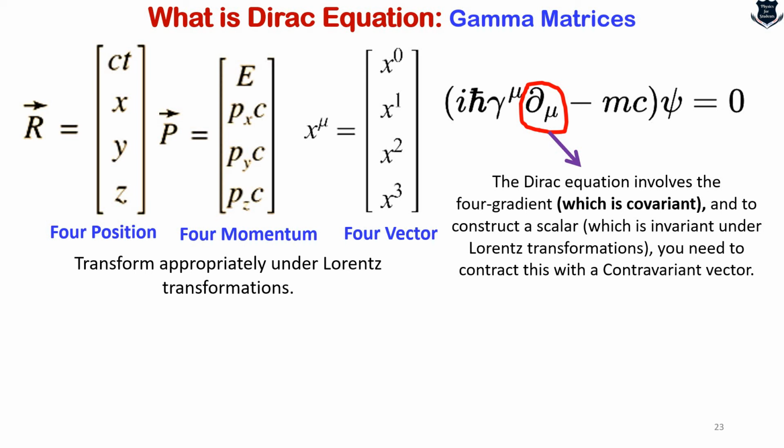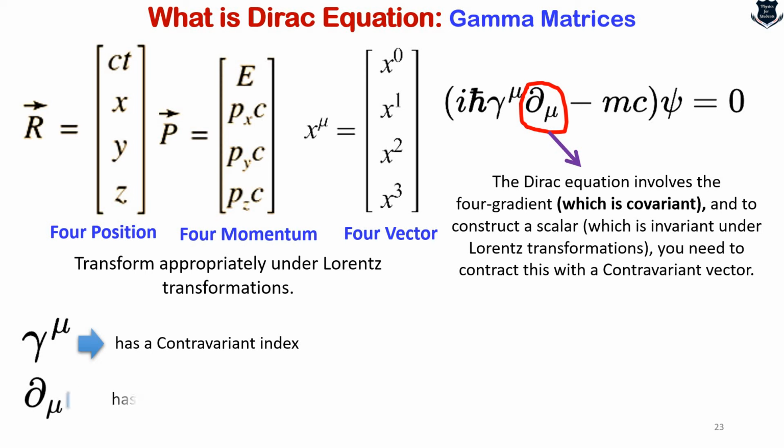So what we can deduce from here is that the Dirac equation involves the 4-gradient, which is covariant. We will look into what a 4-gradient is. And why is it required? Because a contravariant and a covariant together will construct a scalar. And why do we need a scalar? Because if we get a vector, it would be a problem. We need a scalar because it will be invariant under Lorentz transformation, so you need to contract this with a contravariant tensor. Let me repeat that this del mu is a covariant gradient. It has to be coupled with a contravariant vector or contravariant indices, and then it will produce a scalar, and a scalar will be invariant under Lorentz transformation.